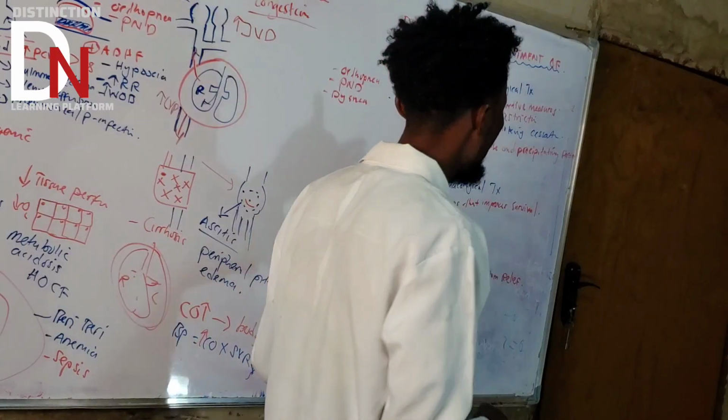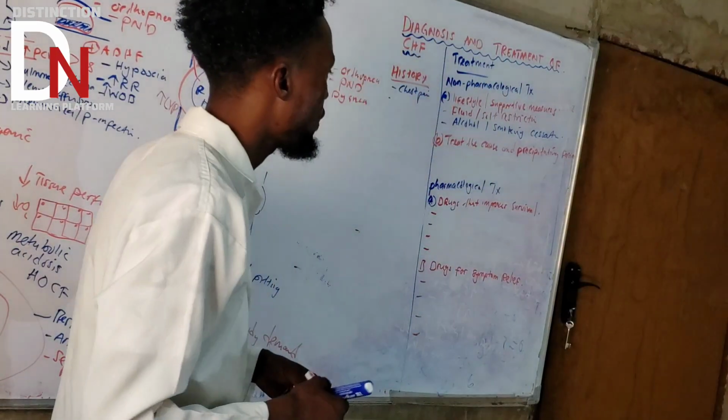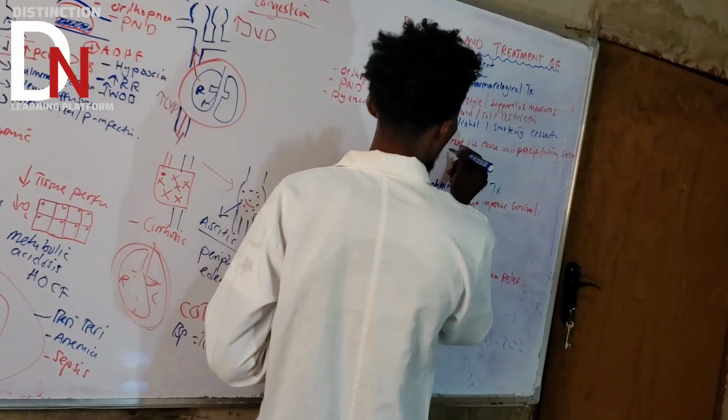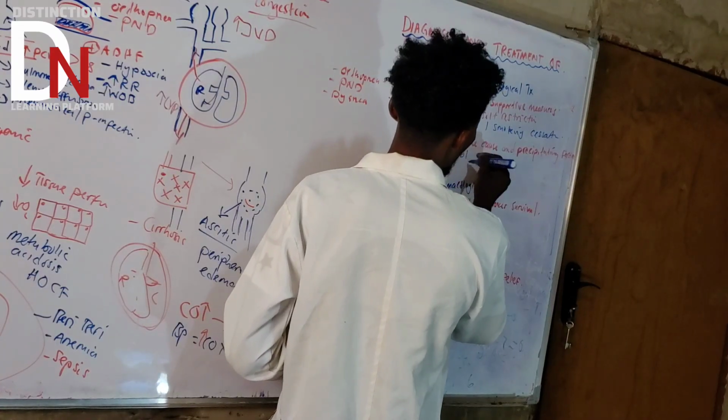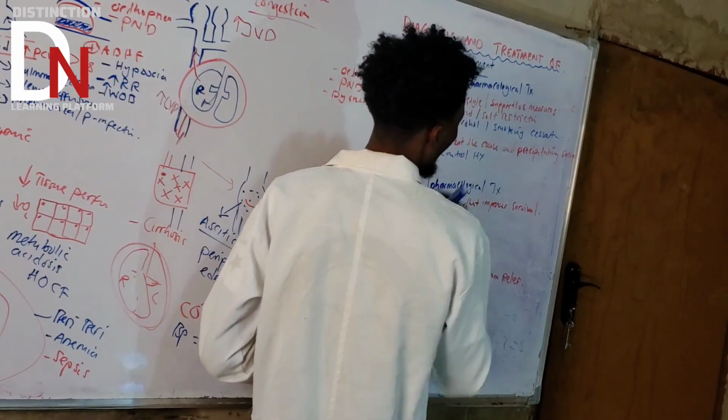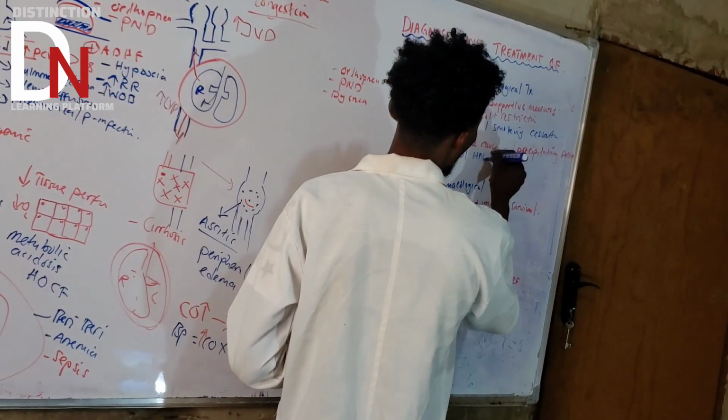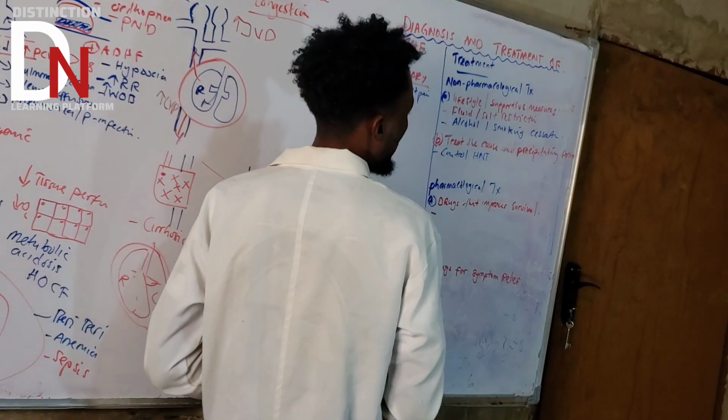We go to B, treat the cause and the precipitating factor. So you need to control the hypertension that they're having. You control the hypertension that they're having.